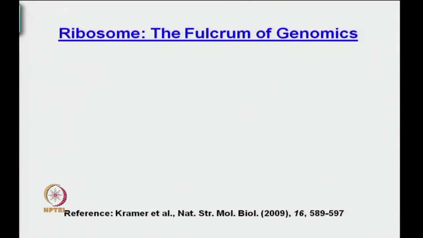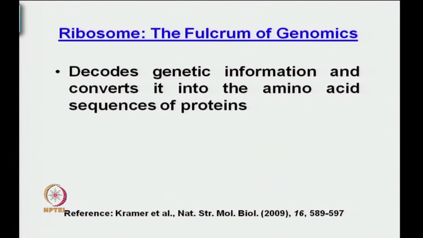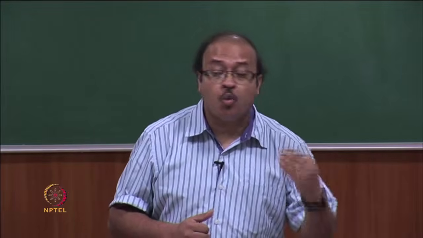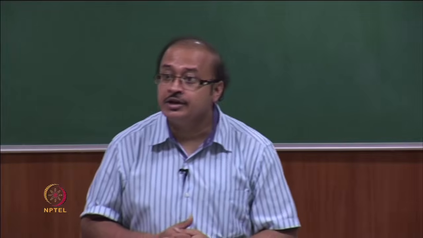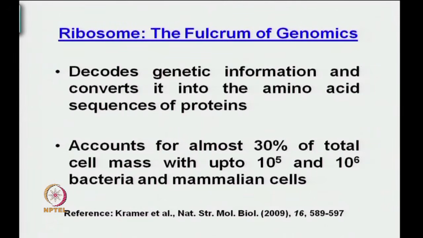As the title says, the ribosome is indeed the fulcrum of genomics, right. What does it do? As I just mentioned, it decodes the genetic information and converts it into the amino acid sequence of proteins, right. We all know the primary structure of proteins is a sequence of amino acids. It is the one which finally dictates what shape or what native structure the protein is going to acquire. The ribosomes account for almost 30% of the total cell mass, with up to 10 to the power 5 to 10 to the power 6 in bacteria and mammalian cells.